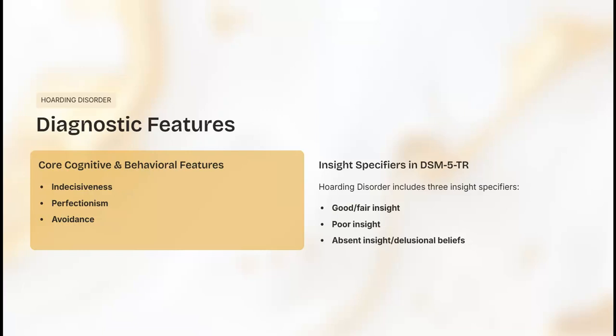Avoidance of dealing with clutter creates a vicious cycle of accumulation over time. The DSM-5 TR includes insight specifiers that have important implications for treatment approach. So does the patient have good or fair insight? Do they recognize their hoarding beliefs as problematic, which facilitates engagement in treatment? Do they have poor insight, where they're mostly convinced their beliefs are not problematic, which causes even more problems? Or patients with absent insight or delusional beliefs are completely convinced their hoarding is appropriate.